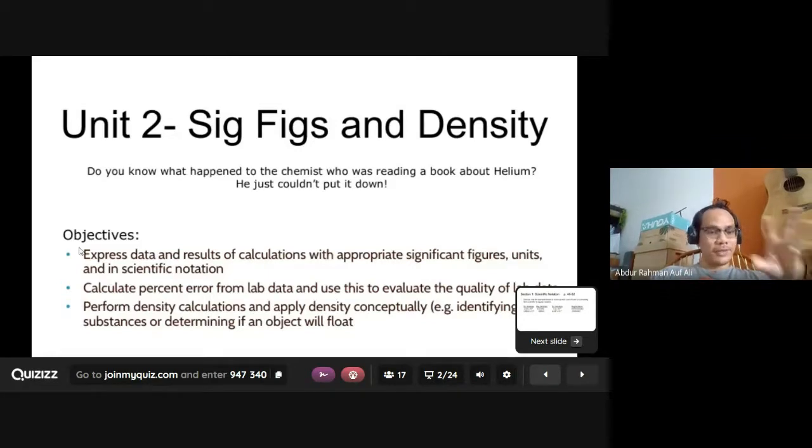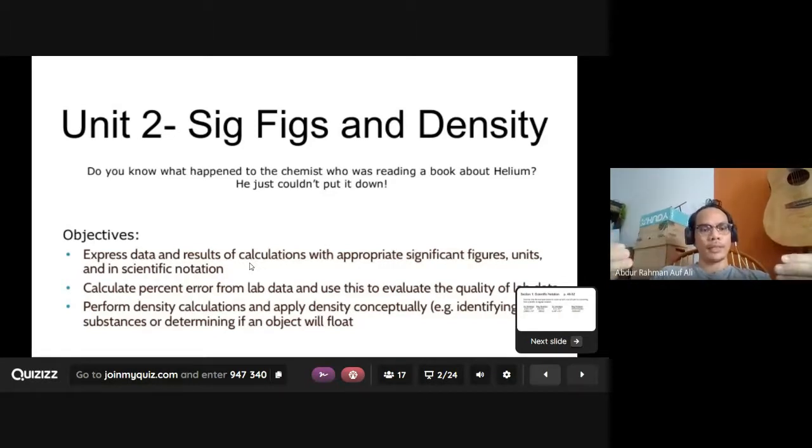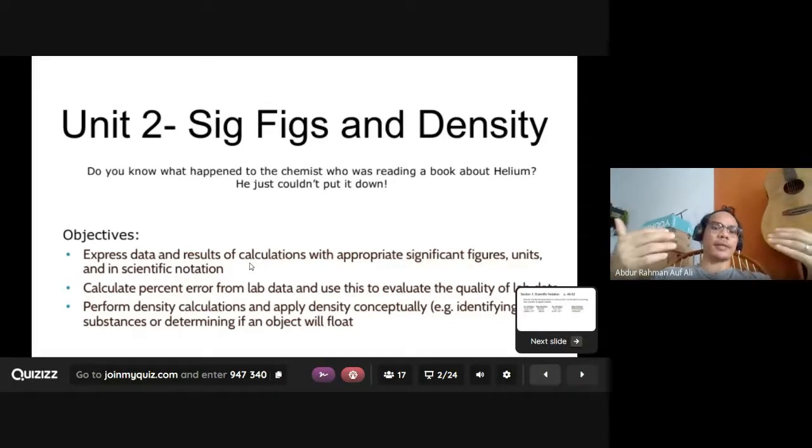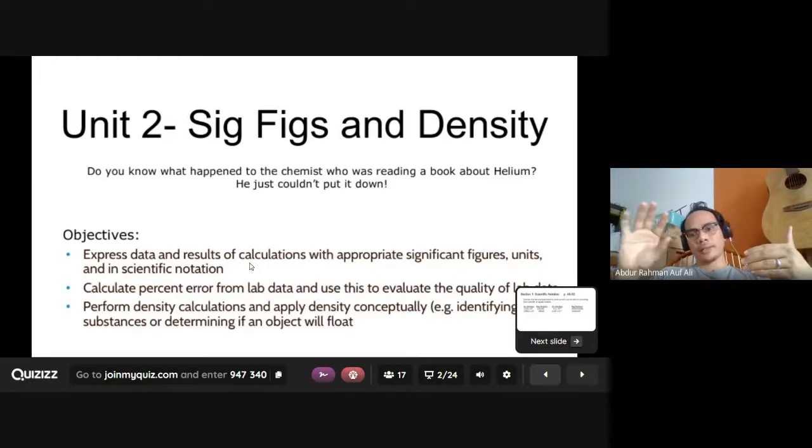So objective, express data and results of calculations with appropriate significant figures, units and scientific notation. So bila kita buat calculation, bila kita buat measurements dalam makmal, kita nak report, kita nak express the data correctly, appropriate to the tools that we have, dengan unit yang betul, scientific notation yang betul, dan juga significant figures only. Okay, calculate percent error yang betul and perform density calculation.